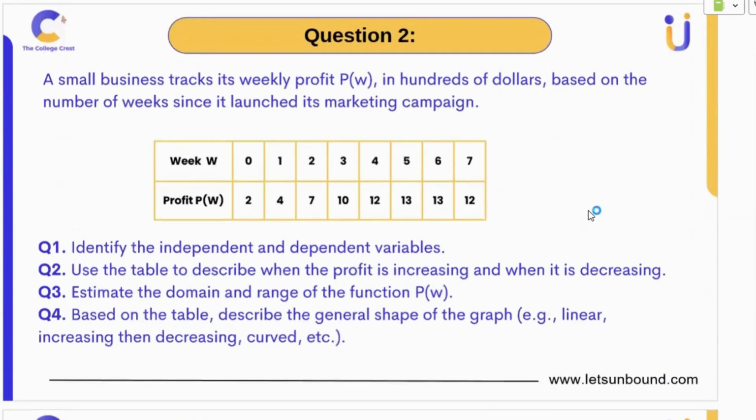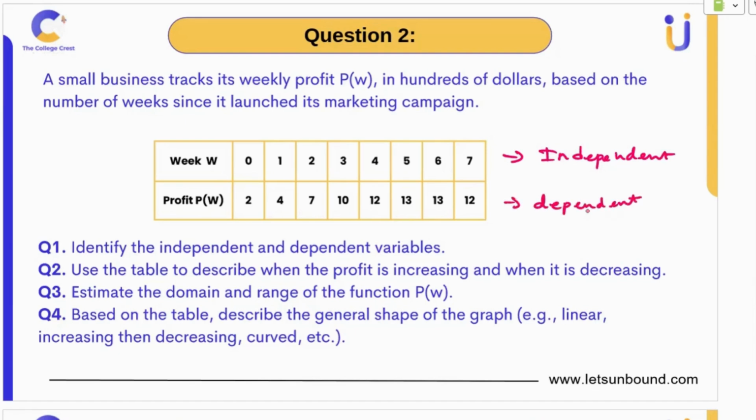Now, question 2. A small business tracks its weekly profit in hundreds of dollars based on the number of weeks since it's launched its marketing campaign. So week W and profit is given. Identify the independent and dependent variables. I can hear your answers. Independent is what? Week is independent. You take 2 weeks, 4 weeks, it's independent. It's free. And profit depends on your week. So week is independent and profit is dependent.